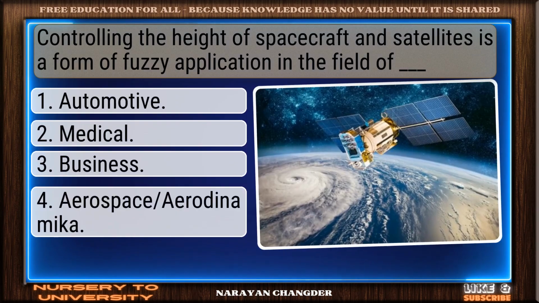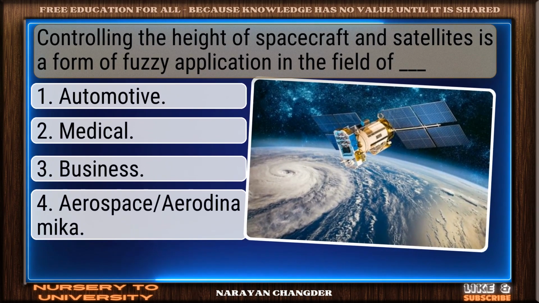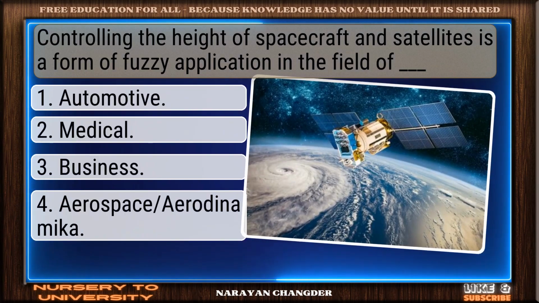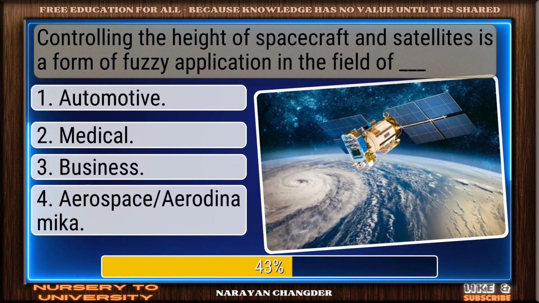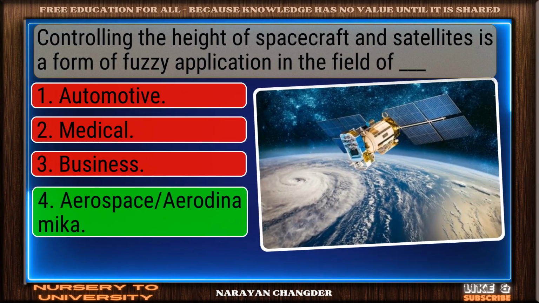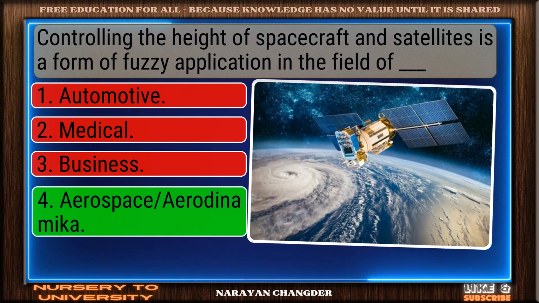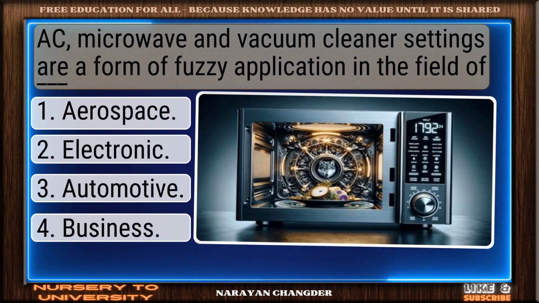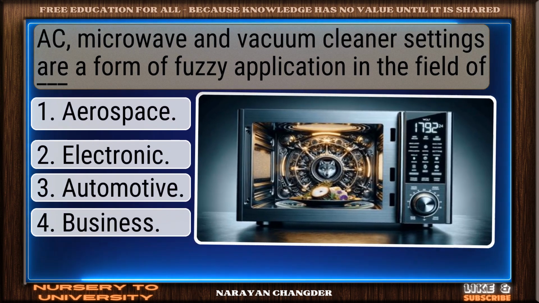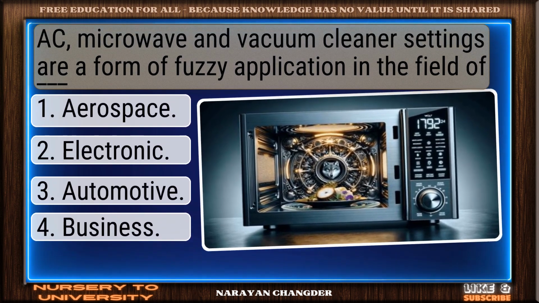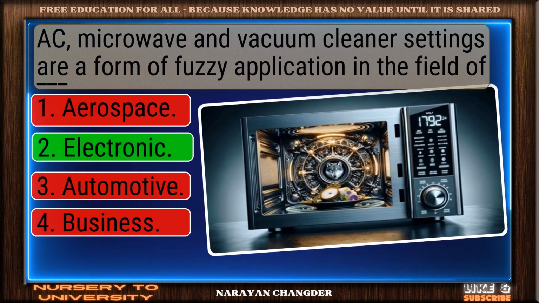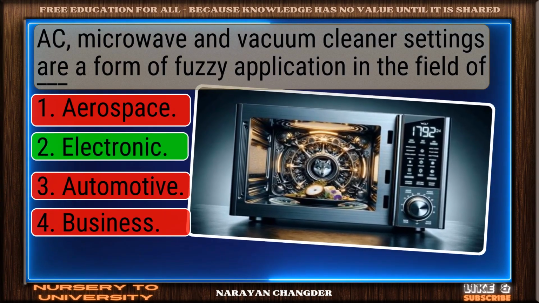Question number 11. Controlling the height of spacecraft and satellites is a form of fuzzy application in the field of dash. On track. Aerospace is the correct answer. Question number 12. Microwave and vacuum cleaner settings are a form of fuzzy application in the field of dash. Right again. Electronic is a valid answer.